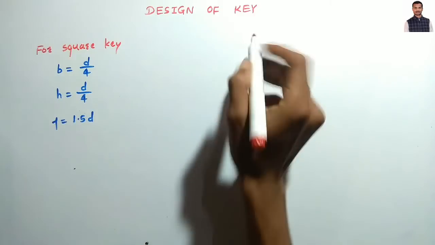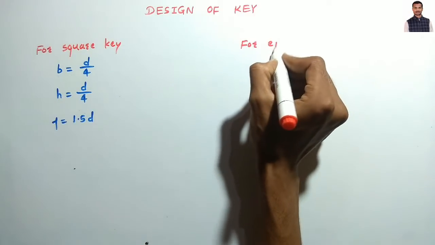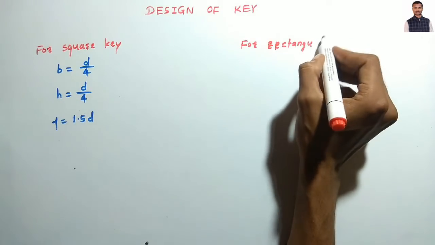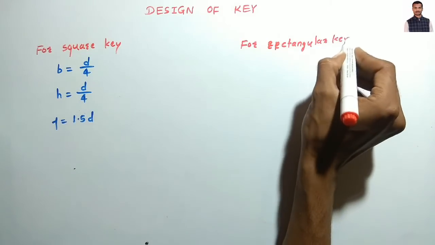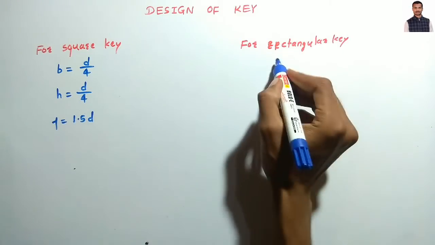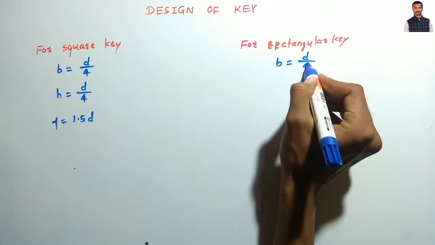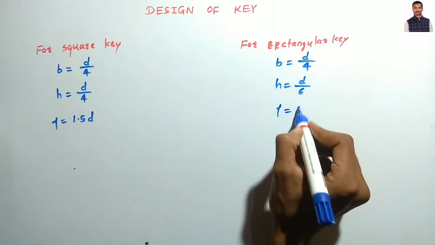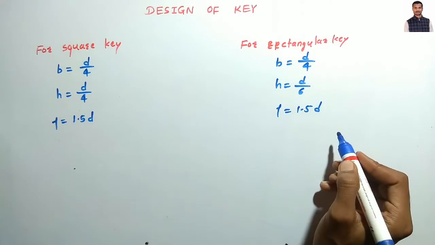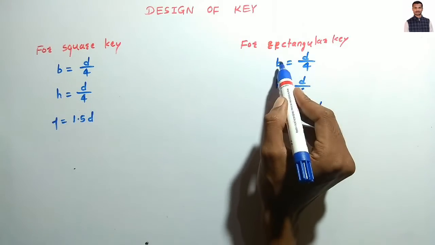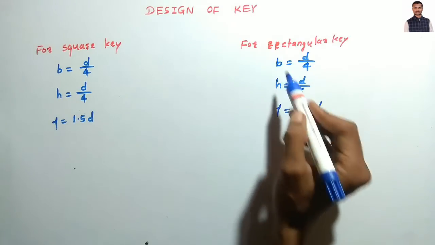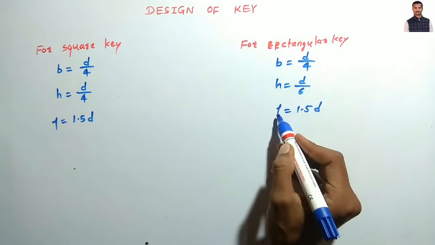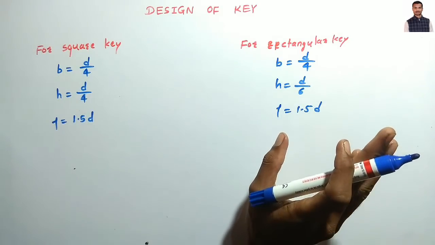Now for rectangular key, b is taken as d by 4, h is taken as d by 6, and length is 1.5 times diameter of shaft. Here b is the width of rectangular key, h is the height of rectangular key, d is the diameter of shaft, and l is the length of rectangular key.